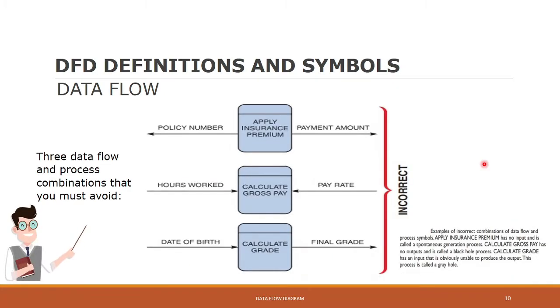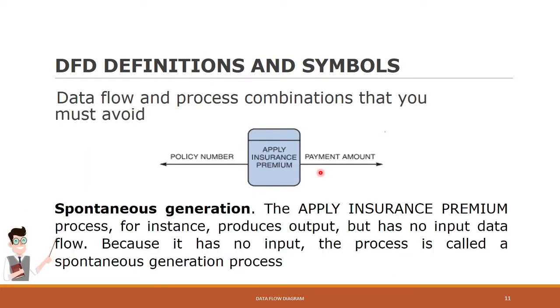Then we also have data flow and process combinations that we must avoid. We have here 3 examples of data flow and process combinations that we must avoid. First is the spontaneous generation. As you can see in this example, the apply insurance premium process, for instance, produces output but has no input data flow. Because it has no input, the process is called a spontaneous generation process.